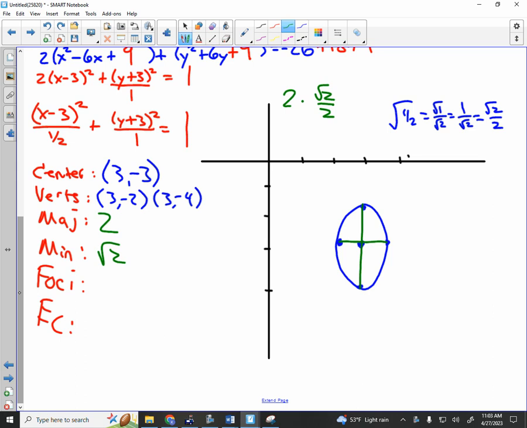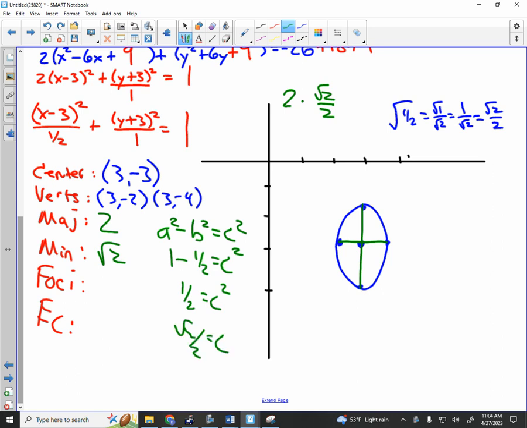All right, foci. Define foci. What's the equation here? A squared minus b squared is c squared. Which one is a squared? Is it the 1 or the 1/2? 1. The 1. So 1 minus 1/2 is c squared. What is 1 minus a half? Half. So root of 2 over 2. Root of 2 over 2 again.